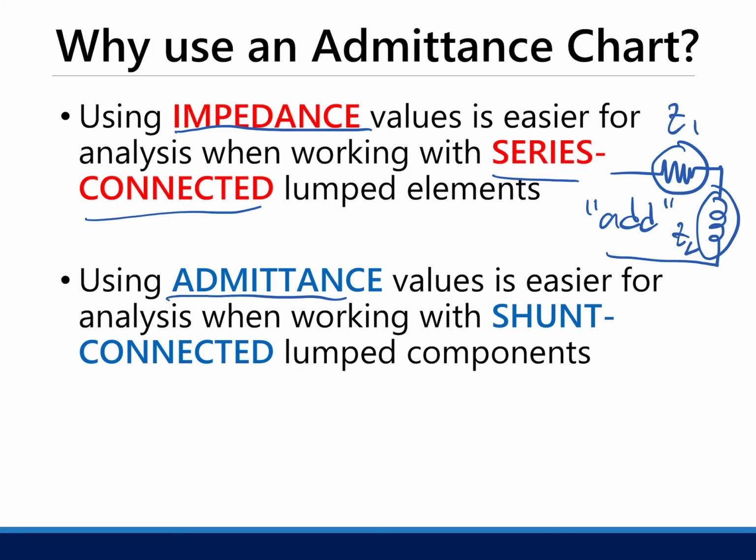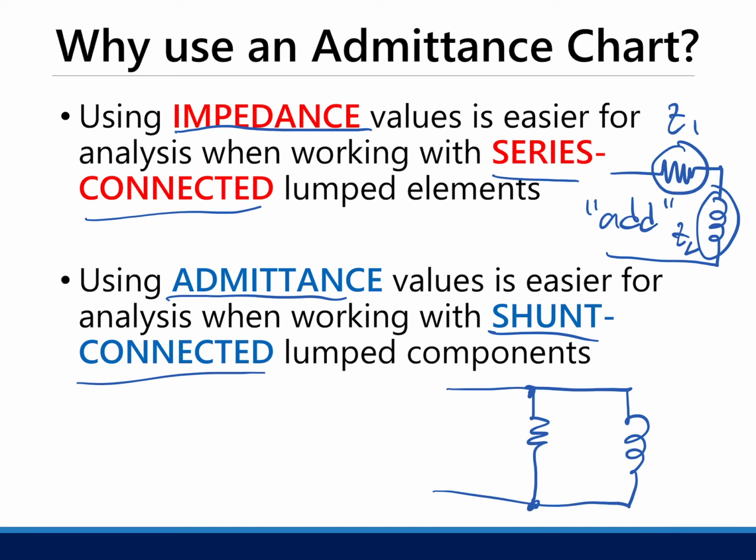The admittance is useful when you have shunt connections. So if the components are connected something like this, there you go. You have admittance 1 and admittance 2. The total admittance is just the sum of the admittances of these two. And you can just directly add them in the Smith chart, the admittance Smith chart.